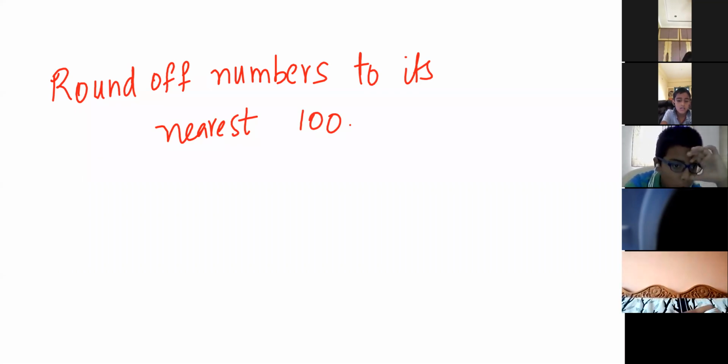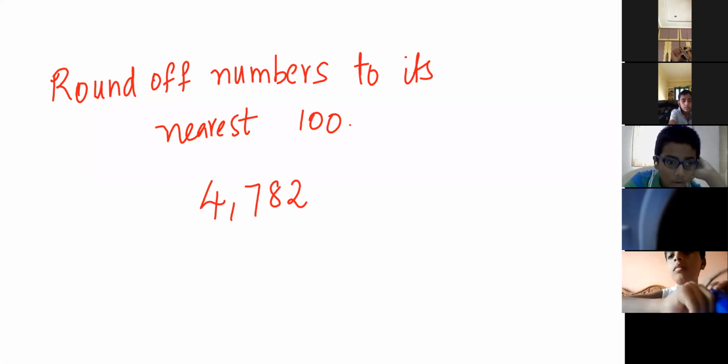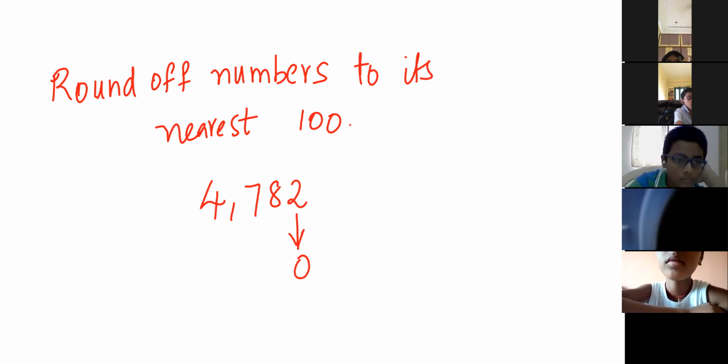Let us take a 4-digit number now. 4,782 I have taken here. Remember, previously when rounding off a number to its nearest 10, you made the ones place digit 0, right? Now you have to make the ones and tens places 0. You have to make the ones place digit 0 and the tens place digit also 0.